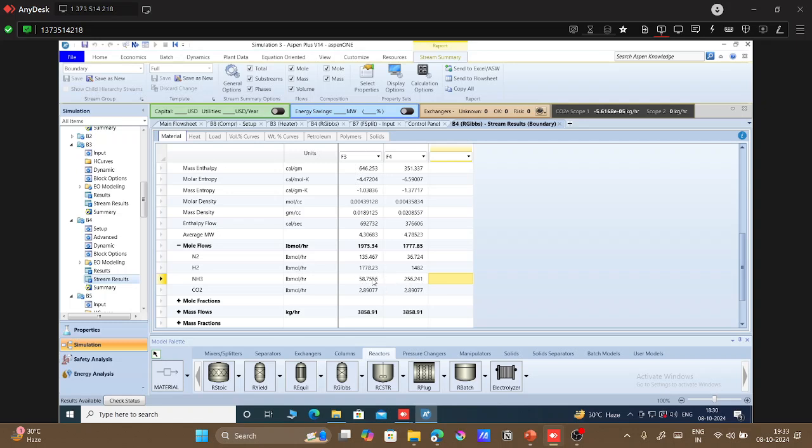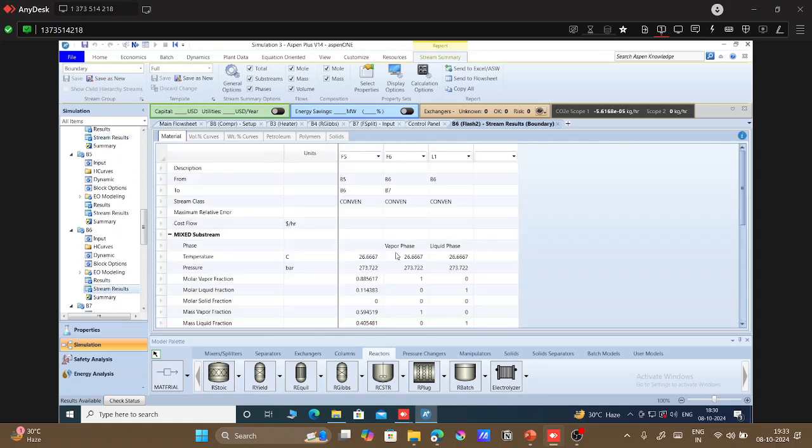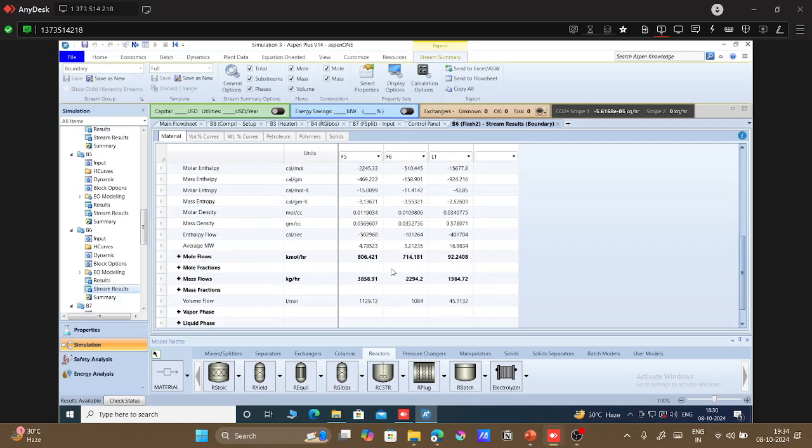As you can see here also, 256 minus 58, 198 nitrogen. So this is the amount of our nitrogen. CO2 is acting as the inert. From here, the flash drum, which is our B6, separated it into two parts. One is vapor and another is liquid phase.